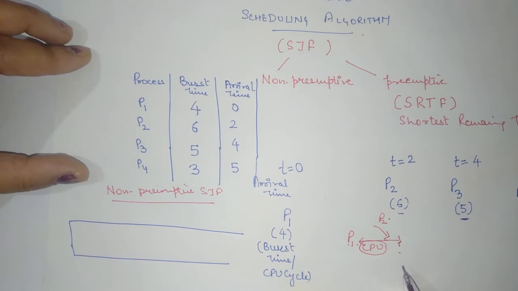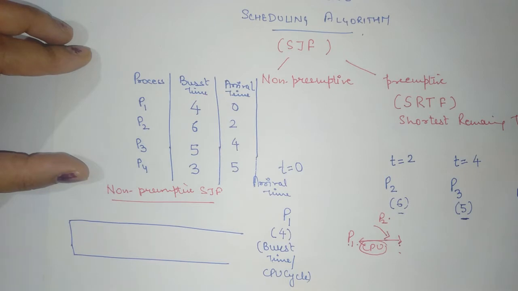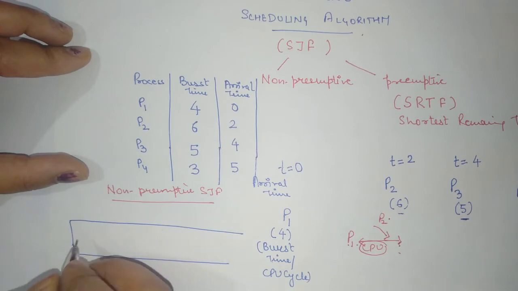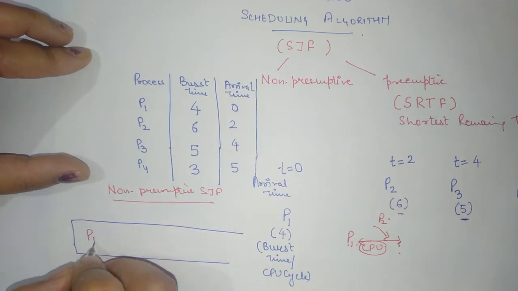But this is not the case in preemptive. We will see later on what will happen in preemptive. First of all, we will try to understand non-preemptive SJF. The very first process which entered the queue is what?